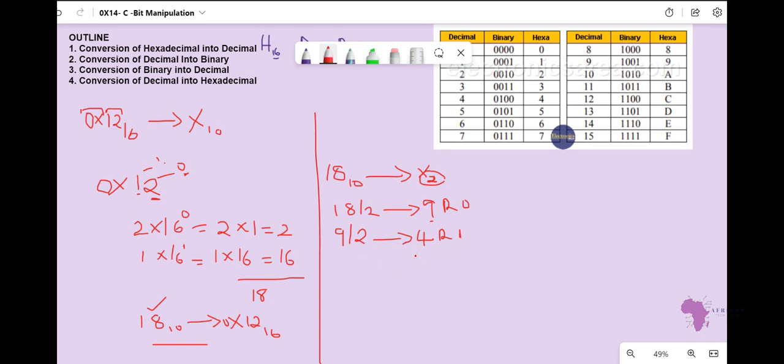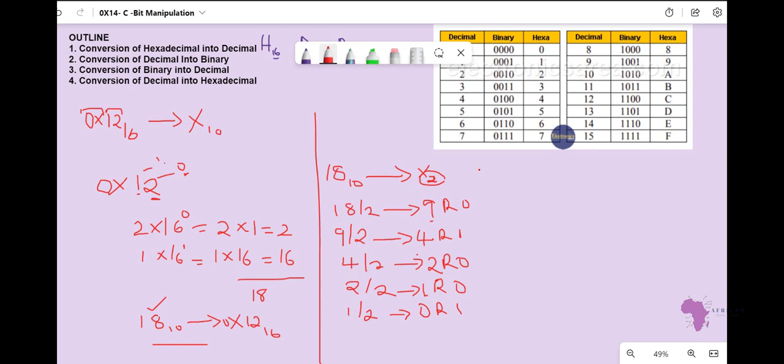Then we have now 4 here. So we say 4 divided by 2, which will give us 2 remainder 0. So we have now 2 here. So 2 divided by 2 will give us 1 remainder 0. Let's have this one. So 1 divided by 2 will give us 0 remainder 1.